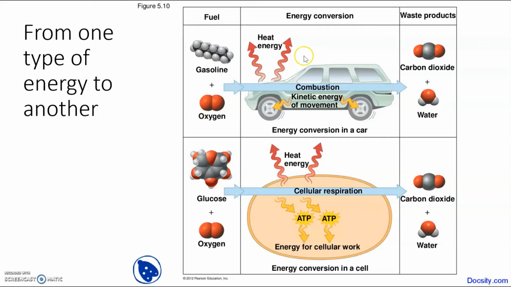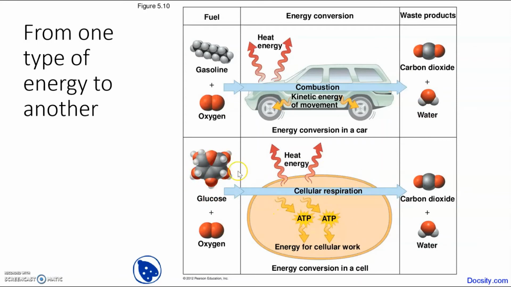So if we look at a car first, which doesn't really have anything to do with an ecosystem, but we use it as an example, right? We have the gasoline, we have oxygen, and then we have combustion going on in the engine of the car. And that means that the chemical energy that was in the gasoline molecule is converted into heat energy, so the engine heats up. And it's also converted into kinetic energy, movement of the car, right? And we have some waste products, carbon dioxide and water. And this is not that different from what happens inside the mitochondria of a cell, right?